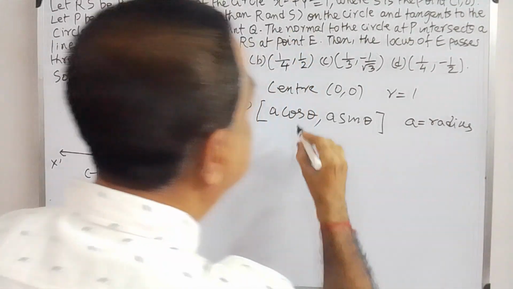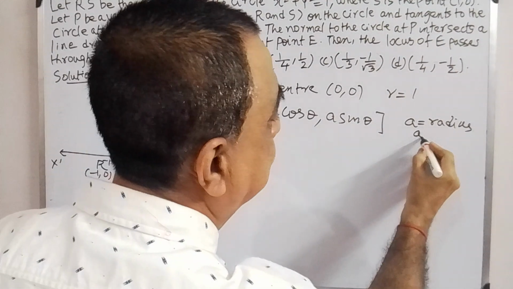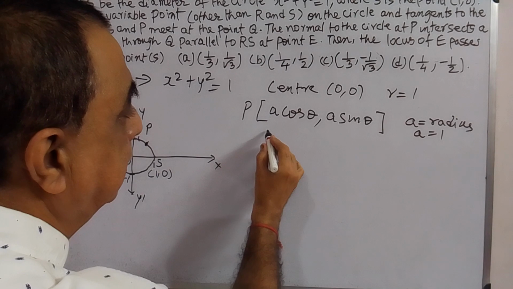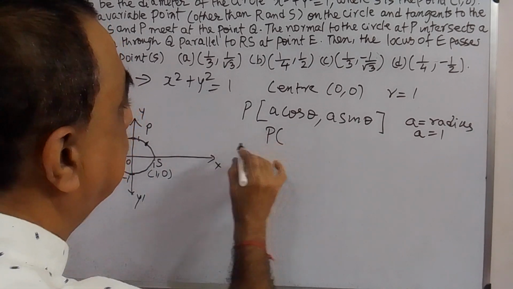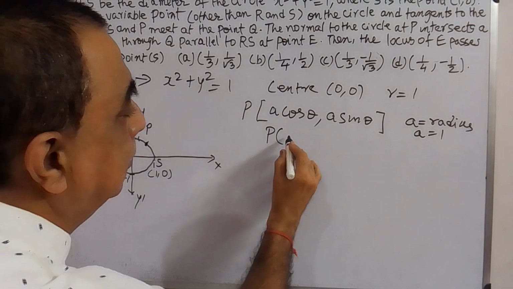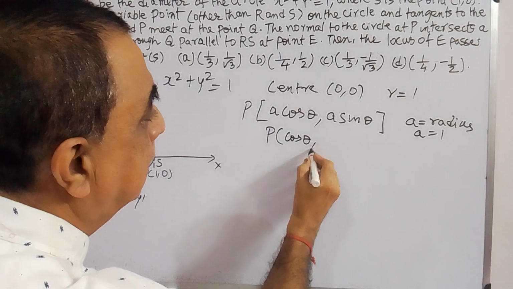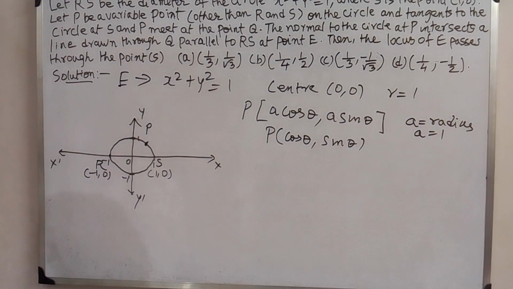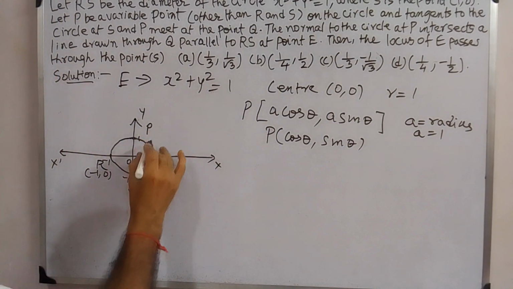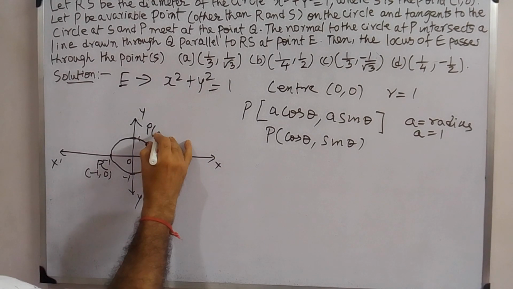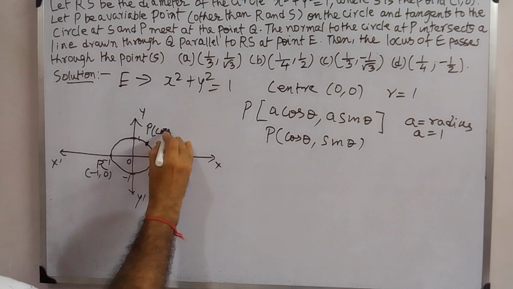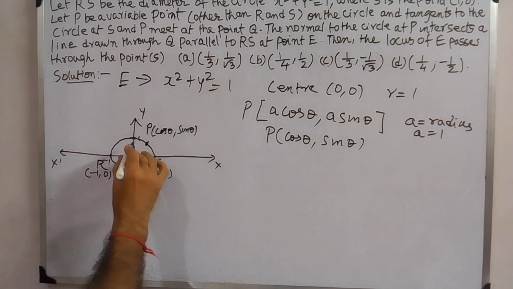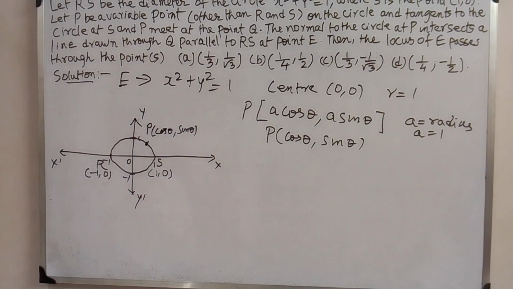So in the given question the value of a is 1 because the radius is 1. So the parametric coordinate of any point on the circle will be (cos theta, sin theta). Here I am taking the point P and giving the coordinate cos theta and sin theta. This is the parametric coordinate of the point P.